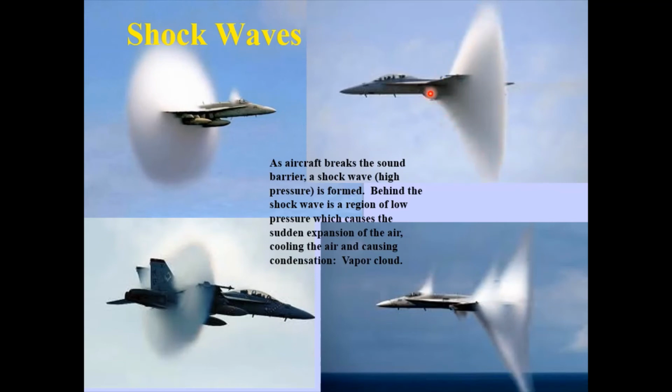So you can see this really interesting vapor cloud, and this is the actual shock wave. You can see that shape, that kind of conical shape coming off of the aircraft here. There's even a small one coming from the cockpit of the airplane here. But this is just a region of low pressure behind the shock wave where the air is expanding so quickly that it cools and condenses the water vapor in it, forming that cloud.